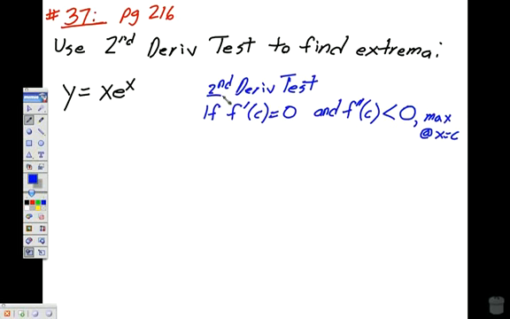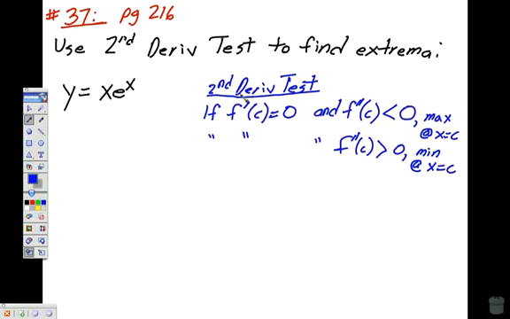The second derivative test also says if f prime equals 0 and f double prime is positive, in other words, it's concave up, that's going to be a min. That's what the second derivative test says.